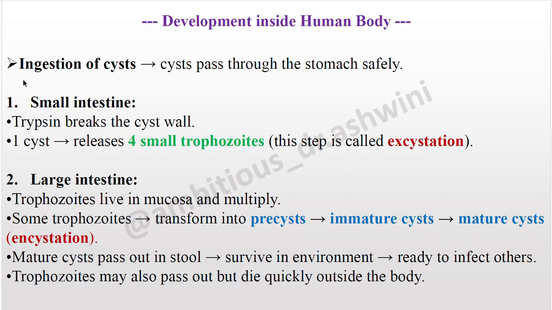So, ingestion of cysts. Cysts pass through the stomach safely, then enter the small intestine. Trypsin breaks the cyst wall. One cyst releases 4 small trophozoites. This stage is called excystation. Then in the large intestine, trophozoites live in the mucosa and multiply. Some trophozoites transform into precysts, then immature cysts and mature cysts. This stage is called encystation. The mature cysts pass out in stool, survive in the environment, ready to infect others. Trophozoites may also pass out but die quickly outside the body. This is the life cycle.